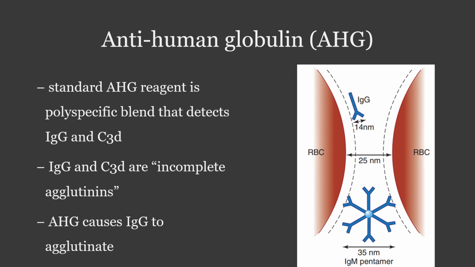We kind of take it for granted now, but before the discovery of AHG, there was no way to detect red cells coated with IgG in the lab. This reagent allowed the blood banker to visualize a whole new category of potentially hemolytic transfusion reactions before the blood is ever given. Now, on to the animations.